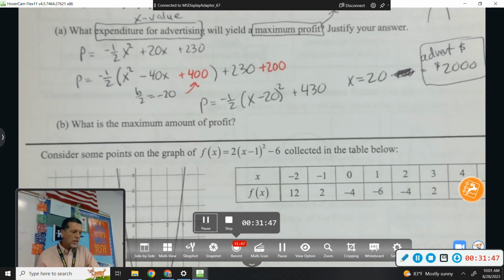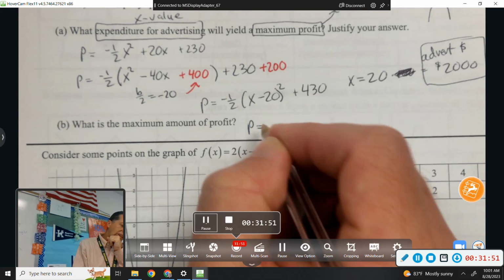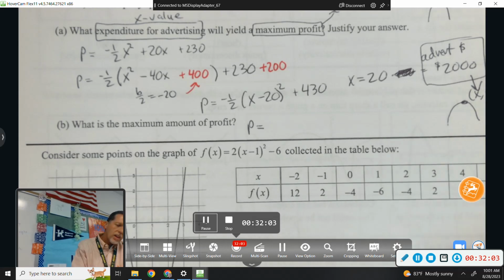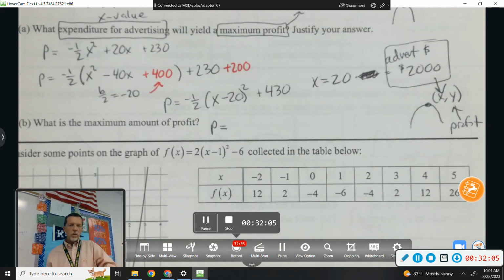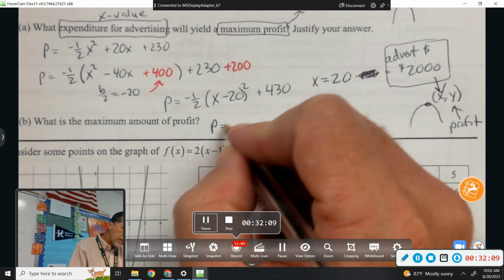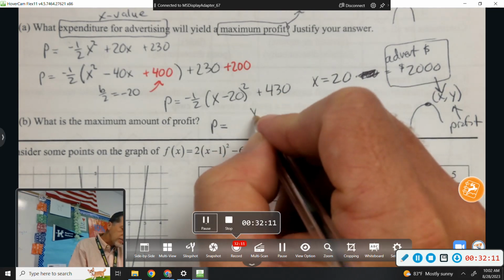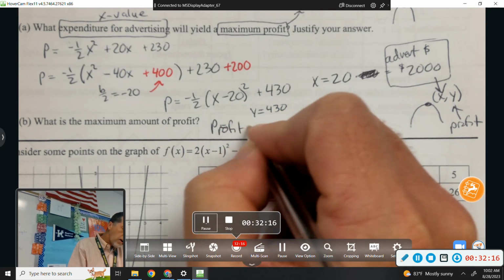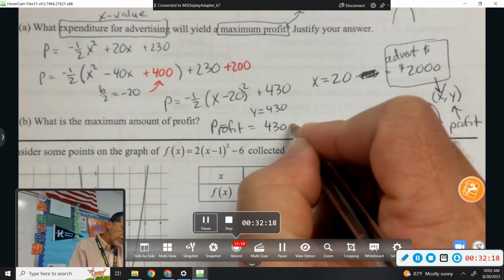What is the maximum amount of profit? Well, wherever this is, the x value is the advertising, the y value is the profit. So the y coordinate was 430. Now be careful, that's not the profit. Profit is 430 with 2 zeros on it, so $43,000.